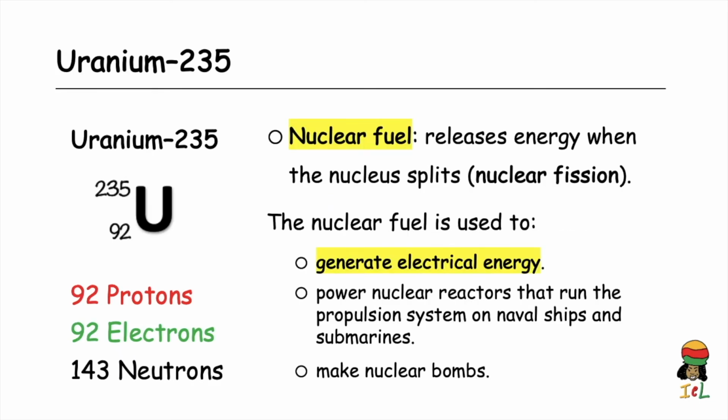Uranium-235 is a nuclear fuel because a large amount of energy is released when the nucleus is split using a high-speed neutron. This process is called nuclear fission. The nuclear fuel, which is uranium-235, can be used to generate electricity, power nuclear reactors that run the propulsion system on naval ships and submarines, and make nuclear bombs.